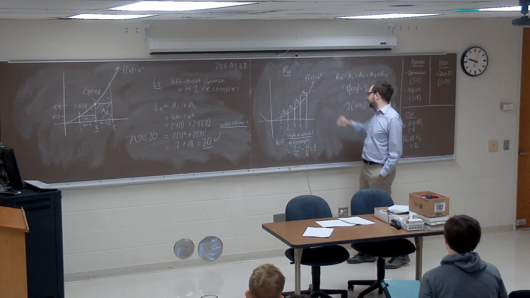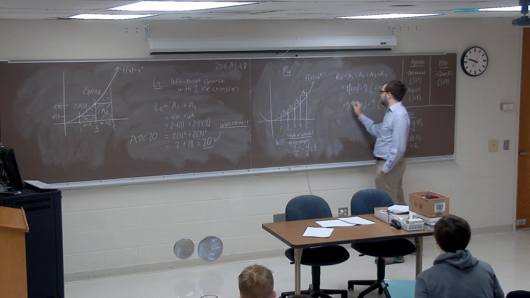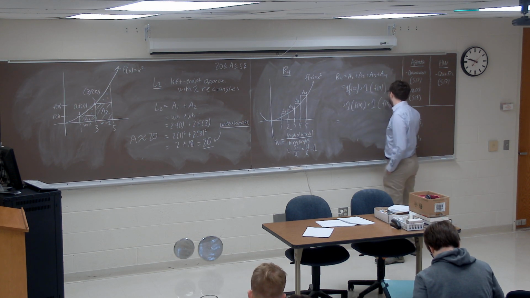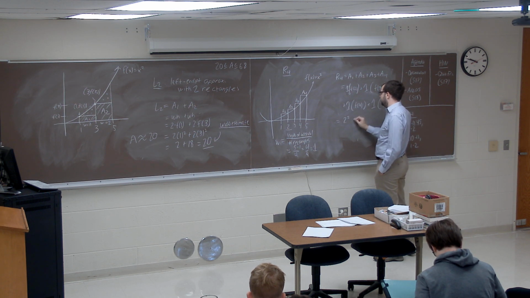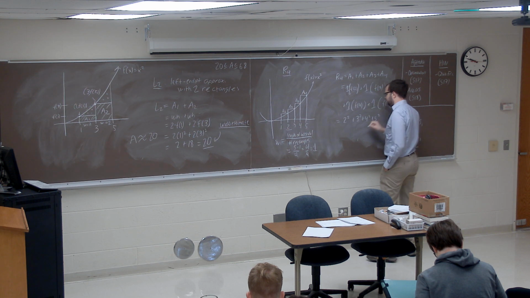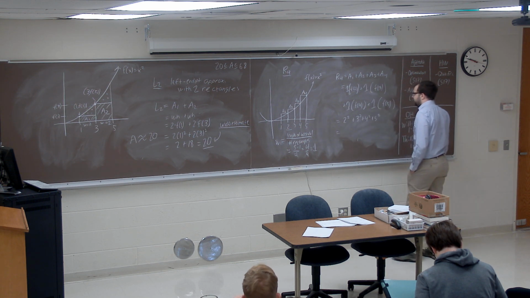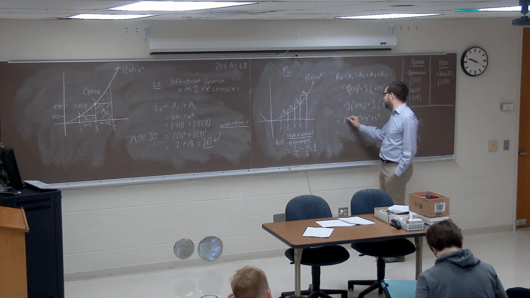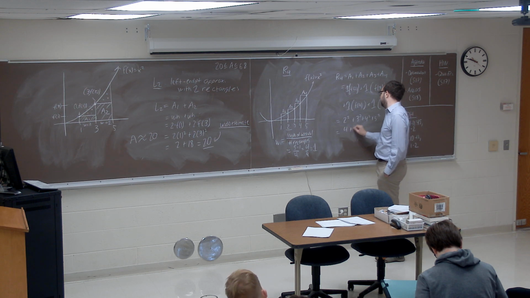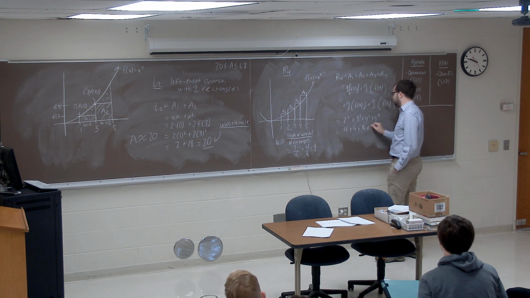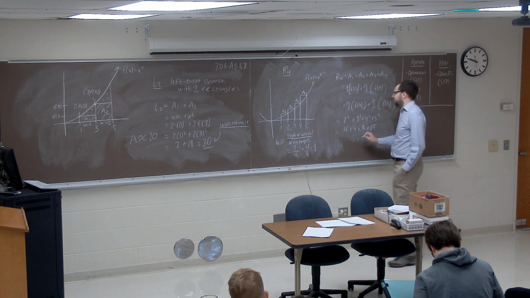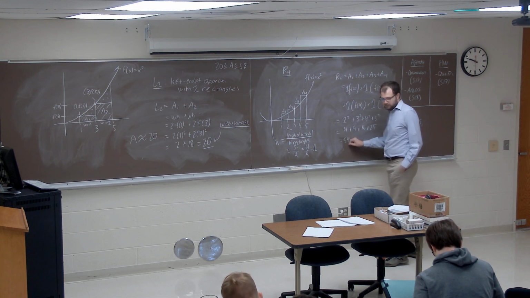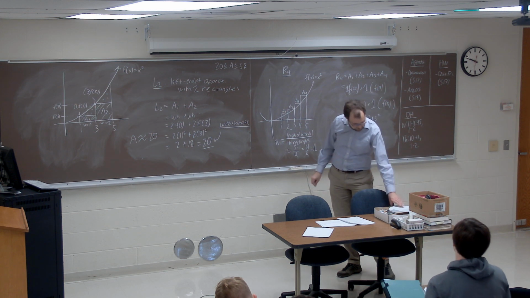If we add those up, we'll get f of 2 plus f of 3 plus f of 4 plus f of 5. Since our function's x squared, we're just going to take 2 squared plus 3 squared plus 4 squared plus 5 squared. And we'll get an area approximation of 4 plus 9 plus 16 plus 25. 13 plus 16 is 29, plus 25 is, I believe, 54.